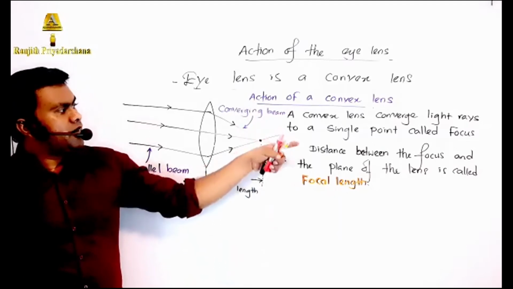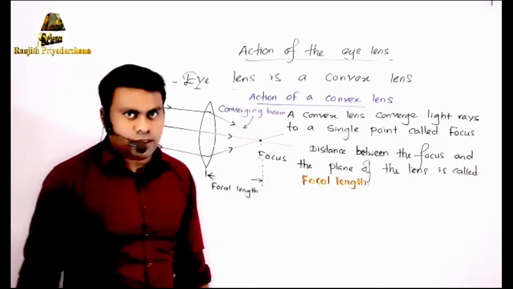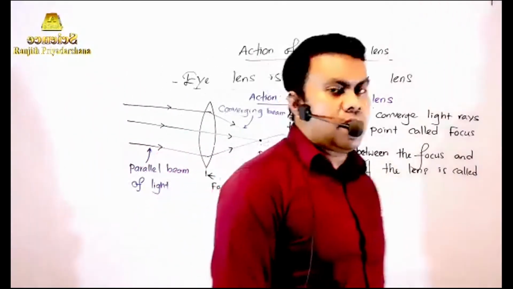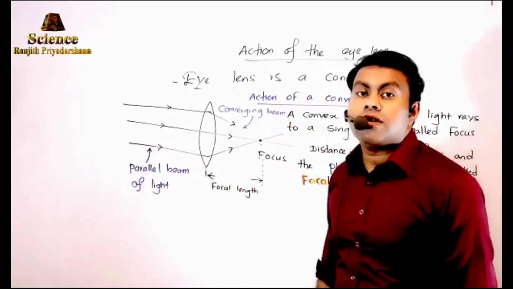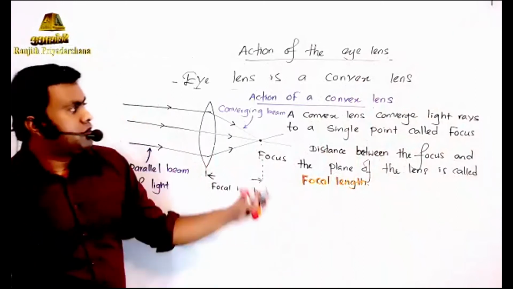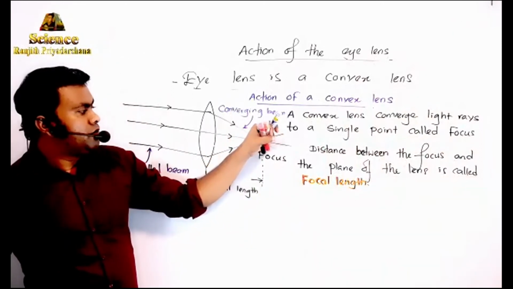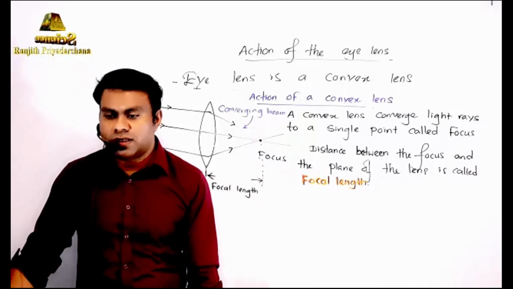Yes, there's another type of lens. We want it actually as spectacles. As an aid for eye defects, we use the next type of lens. That means we use the concave lens. We will learn that next. Right? Action of concave lenses.